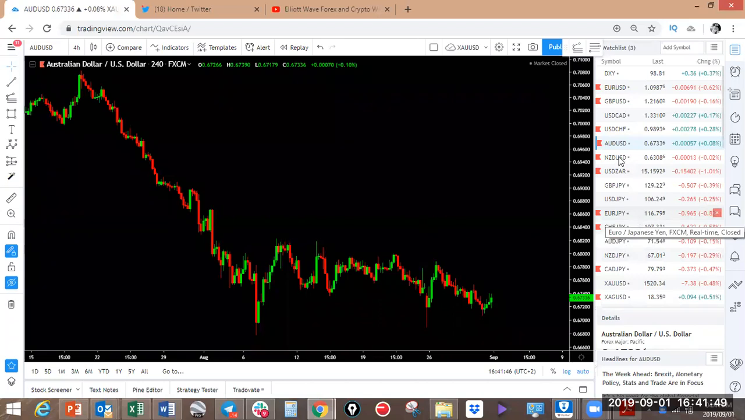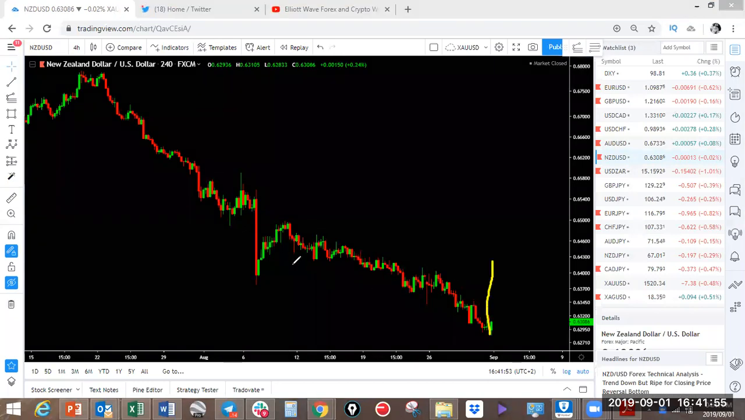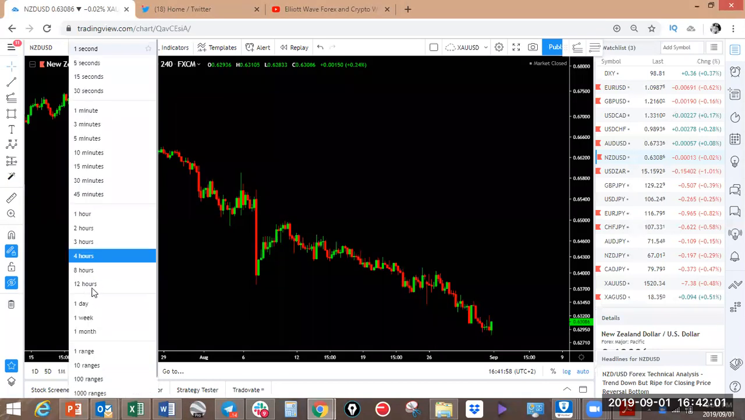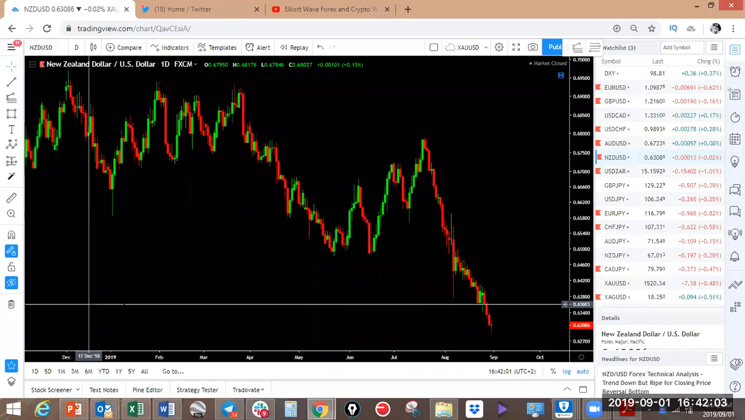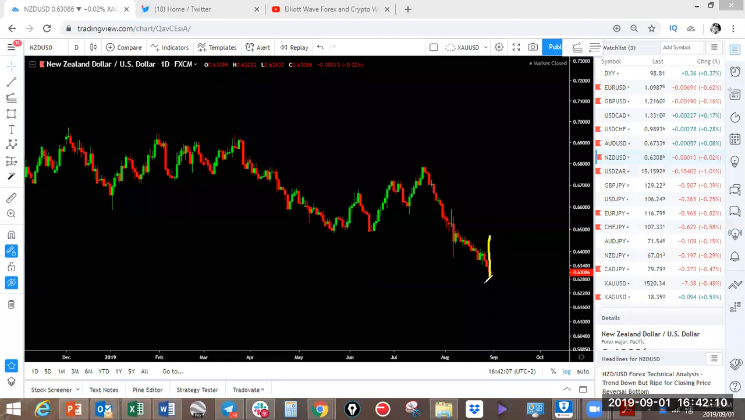Right, that is AUD. New Zealand is the same. You should get that pushback up here, making this bigger structure here. I have to look at this one on the daily. So on the daily, you'll be looking for a bit of a short squeeze here before we continue with the trend down.